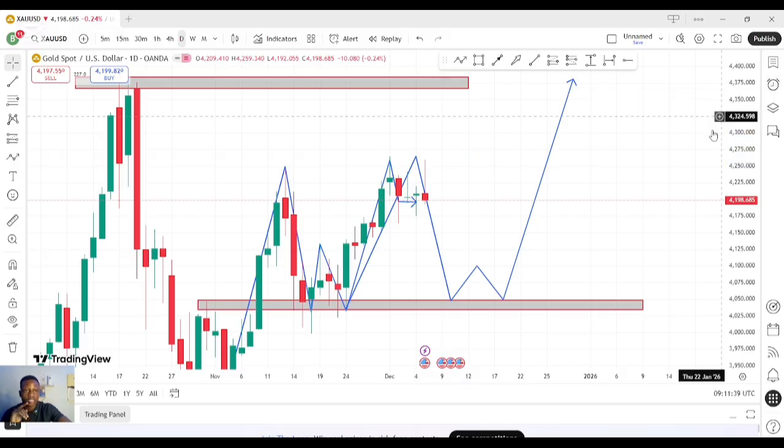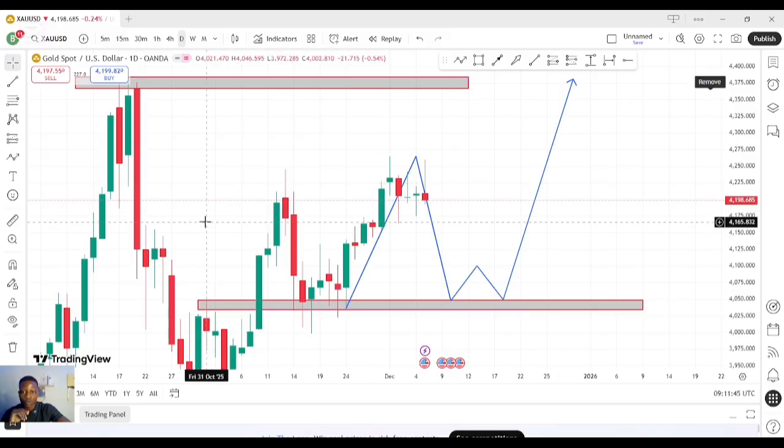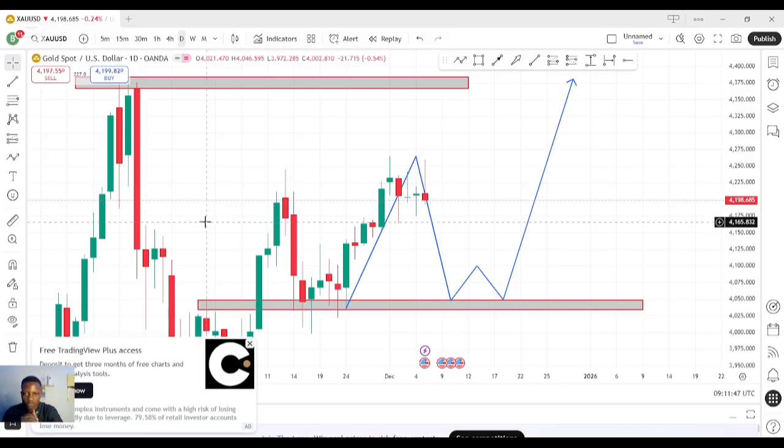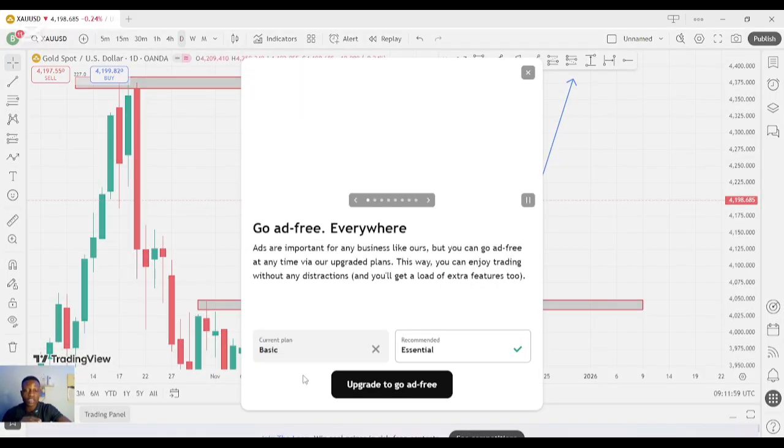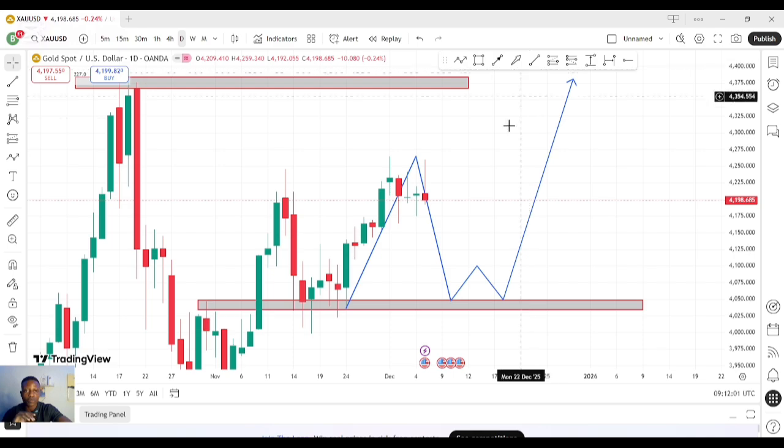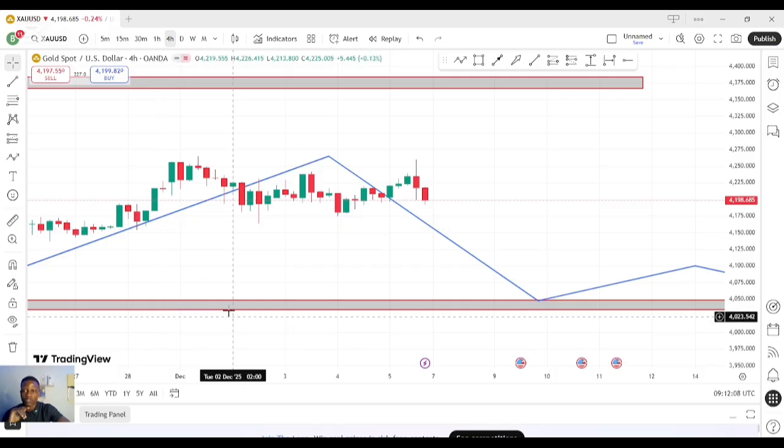Then where are you supposed to mark your support and resistance levels from? Which time frame? Just as I said, do your top down analysis from the higher time frame to know the direction of the market, then mark your support and resistance levels from the lower time frame, which is the 4-hour time frame. The 4-hour support and resistance levels are major levels that the market respects almost all the time. So let's go to the 4-hour time frame.